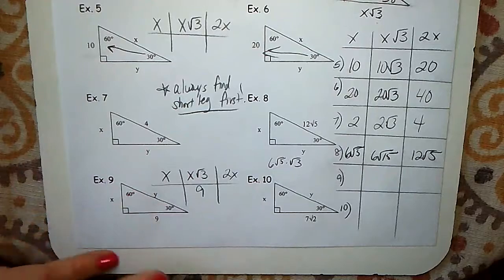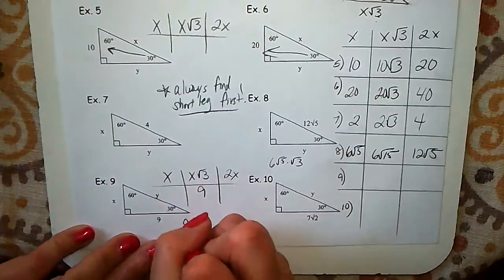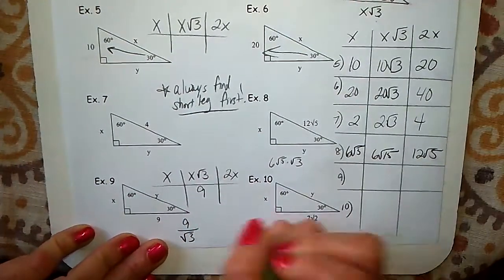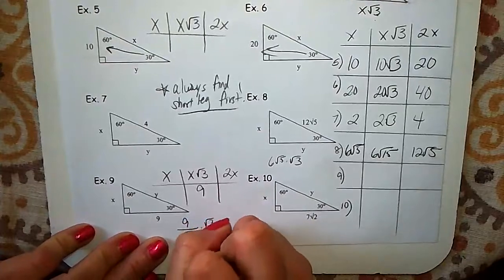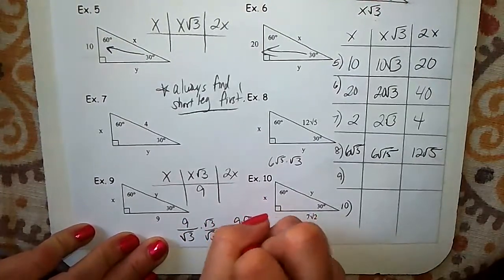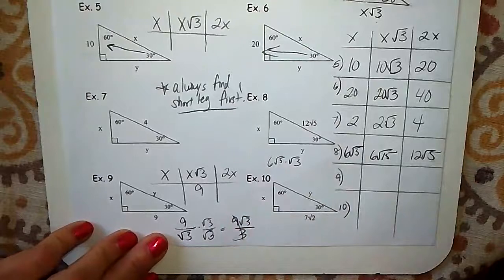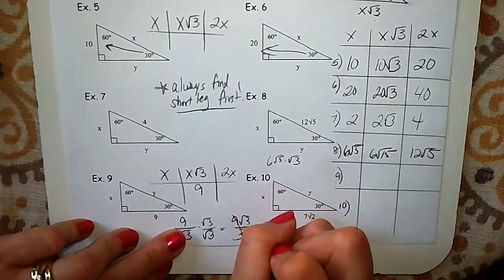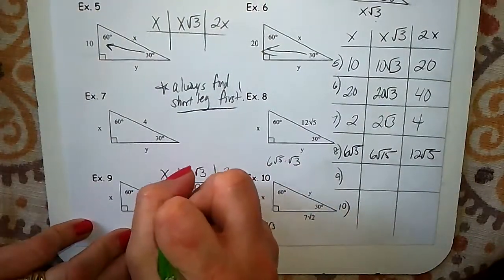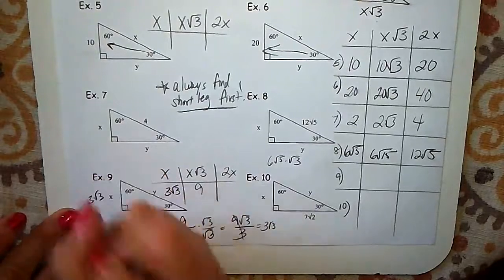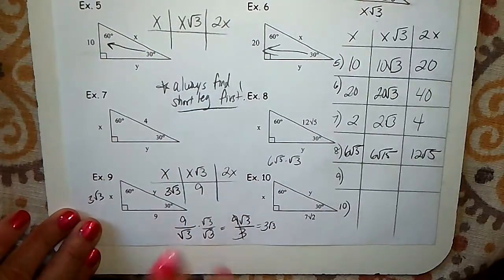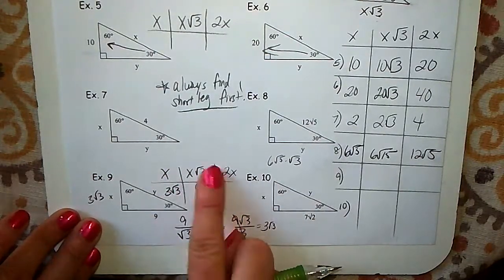We're going to divide by the square root of 3. So we're going to take that 9 and divide by root 3, which, again, we have to rationalize that. That is going to be 9 root 3 over 3, but we have to simplify. 3 goes into 9 3 times, so we get 3 root 3 for the length of that short leg. Okay, now we're going to multiply by 2. Take the short leg times 2.